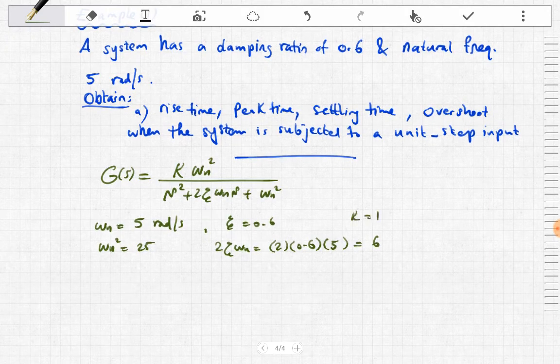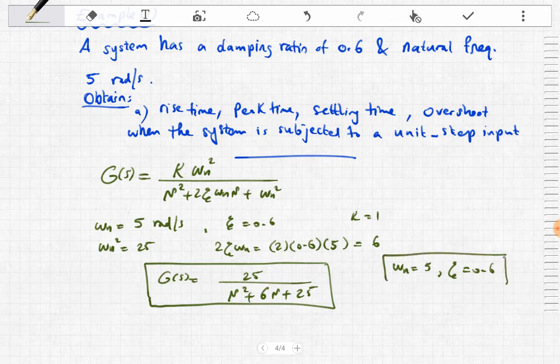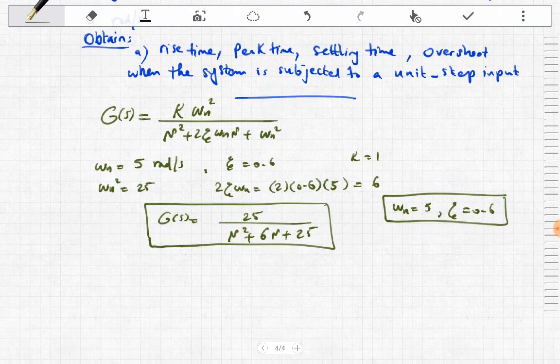Nothing is mentioned, so your transfer function is equal to 25, omega n squared, over s squared plus 6s plus 25. That's your equation. Okay. But the most important parts given to you are omega n equal to 5 and eta equal to 0.6. These are the most important parameters that you need to finish part A.